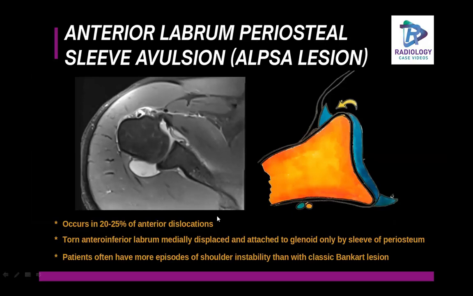Patients have more episodes of shoulder instability than with the classic Bankart lesion. In the Bankart lesion, the periosteal sleeve is disrupted.